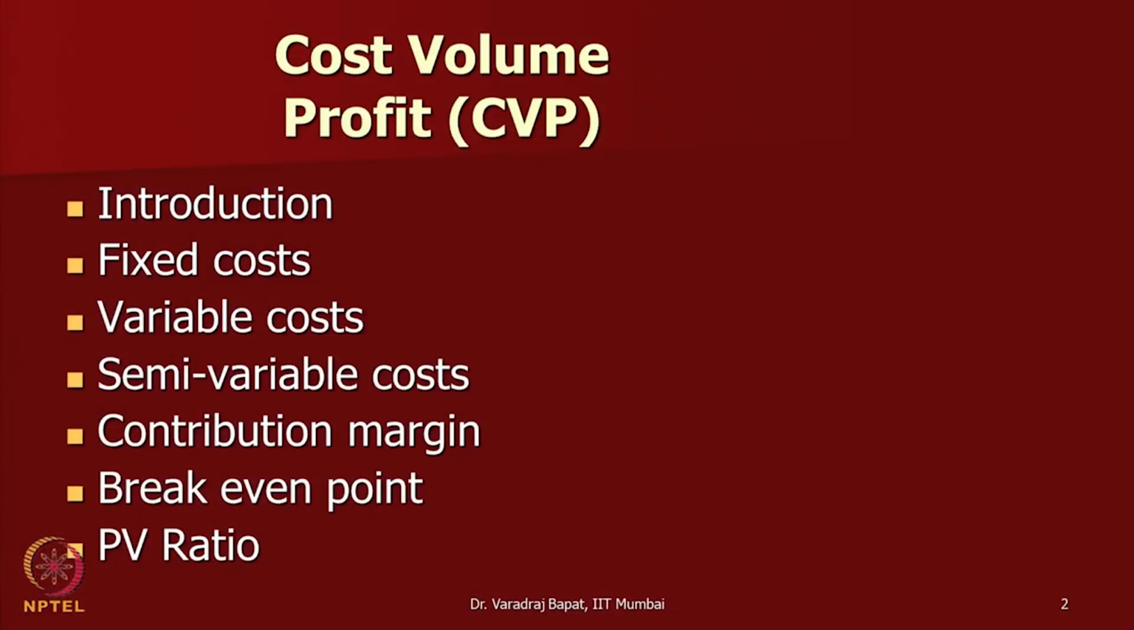So, here we are going to discuss fixed, variable and semi variable cost, which we have just discussed. Then we will see what is a contribution margin, and then we will also discuss break even point, PV ratio, and in the next module we will also see how these classifications can be used for decision making. Today also we will try to solve some small cases based on our understanding of variability of costs.